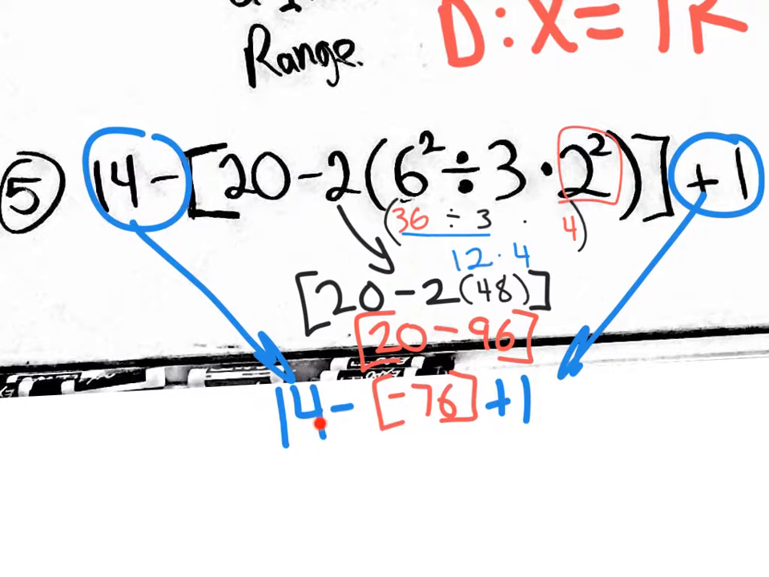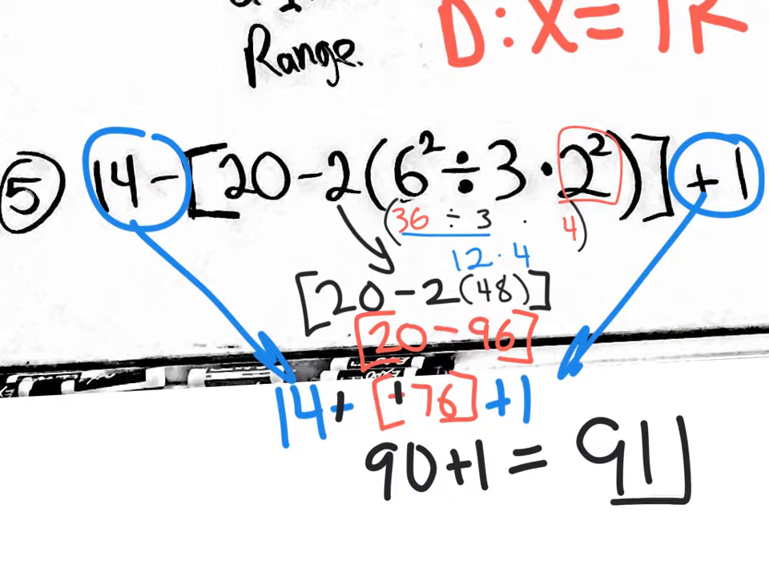So what we really have is 14 minus minus, which is really plus 76 plus 1. So 14 plus 76 is 90. And 90 plus 1 is your final answer, 91. You got it? Okay, let's move on to number 6 and 7.